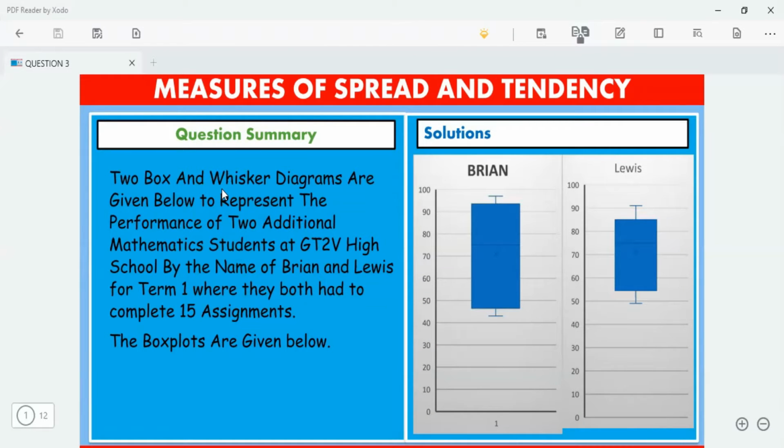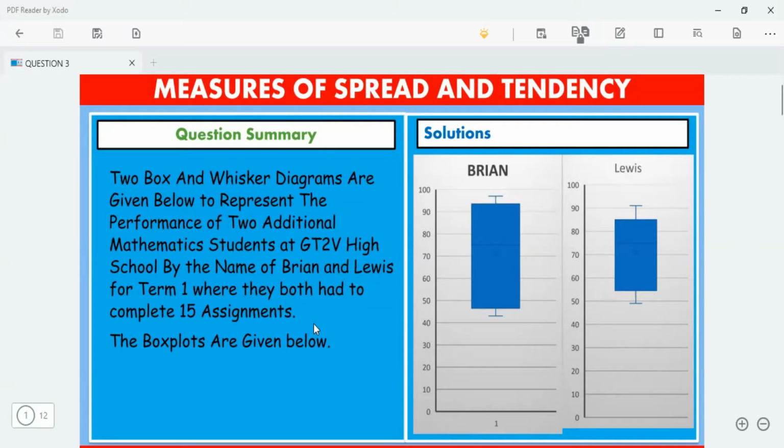Right here, and this question again, it's on statistics, another exam style question. This question starts by saying two box and whisker diagrams are given below to represent the performance of two additional mathematics students at G2V High School by the name of Brian and Lewis for term 1, where they both had to complete 15 assignments.